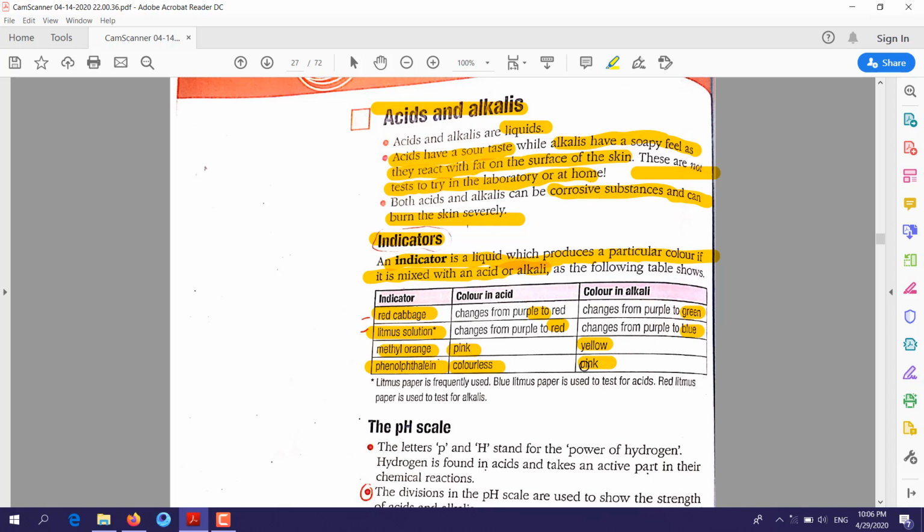Usually in the school labs, what kind of indicator do we use? We call it litmus paper. Of course, you know the litmus papers we used in the lab. Litmus paper is frequently used. Blue means it's acid. Red means it's alkali.